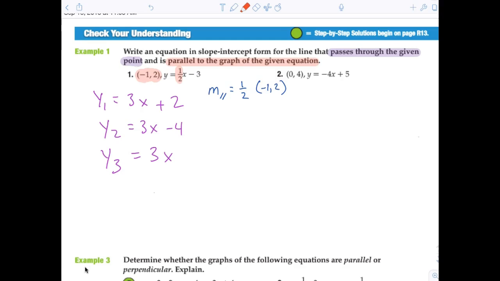Now, why does it have to have a slope of 1/2? Because it is parallel.